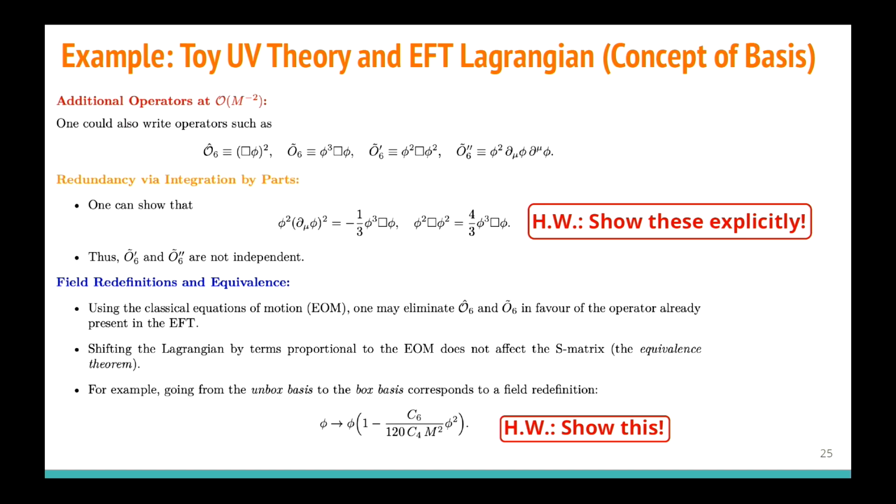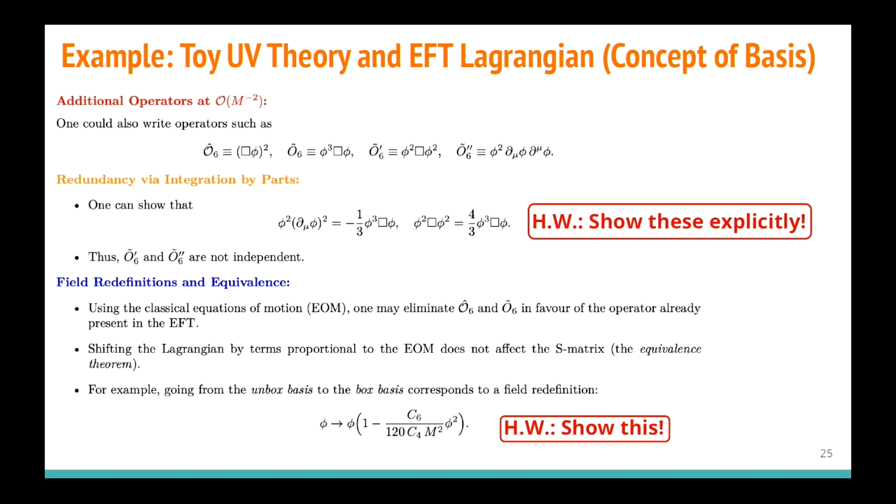The reason is that we should be writing all gauge invariant terms which are possible. However, as we will see now, all of these terms will be made redundant. So this I leave as a homework exercise. It's very easy to do. Let's start with this operator, phi squared del mu phi del mu phi. If we utilize integration by parts, we will get phi cube box phi with a factor, and if we integrate by parts phi squared box phi squared, we will again get phi cube box phi. So these two operators can be traded for O6 tilde, they are not independent operators.